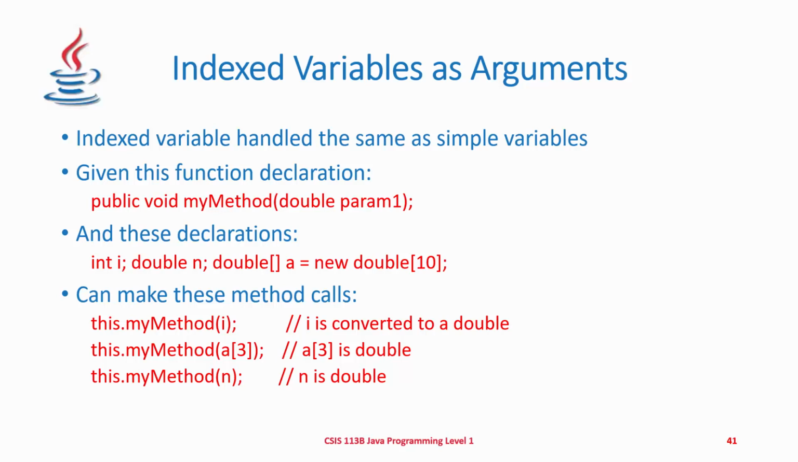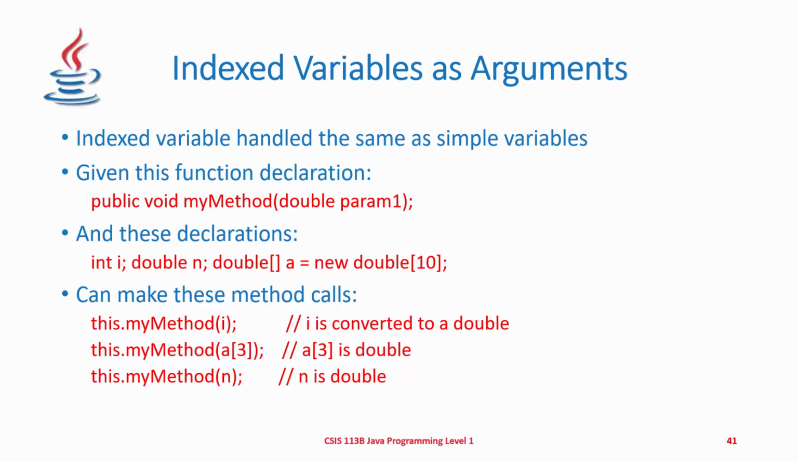But the important thing here is that it's accepting a parameter. It's of type double. So when we look at the declarations in the next line, we're creating an integer named I, creating a double named n, and then we're creating a new double array which will have 10 elements, and we're calling that A. And we can pass any of those 3 into myMethod. So if you pass I into myMethod, since it started out as an integer, but we're expecting a double there in myMethod, it can be converted to a double. I can be converted to a double.